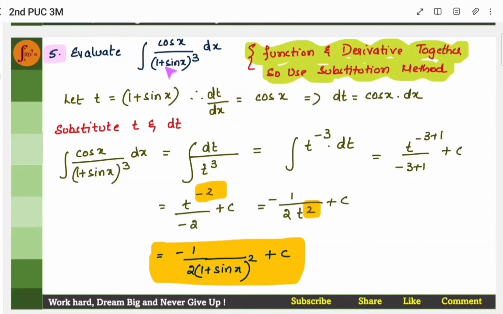Here you see. First check. Is the derivative there? What is the derivative of sin x, cos x? It's there. So use substitution. So assume that t is 1 plus sin x. Differentiate. You'll get cos x. Just find dt. Transfer dx here. So you'll get cos x dx. Right? Substitute and you'll get the answer.